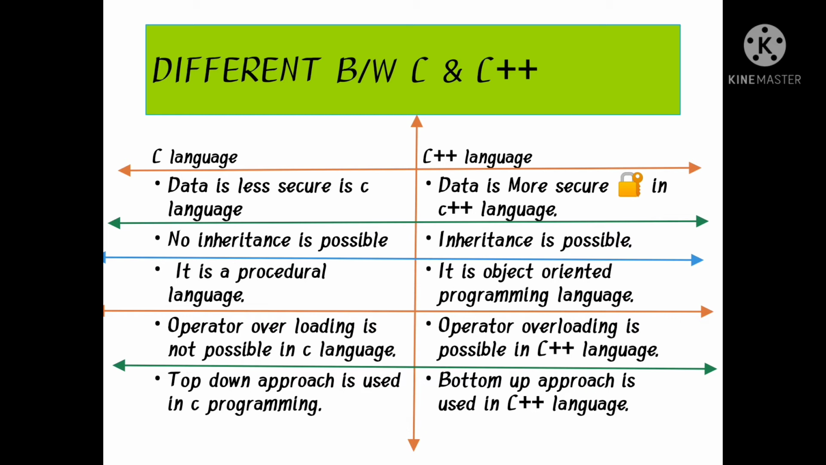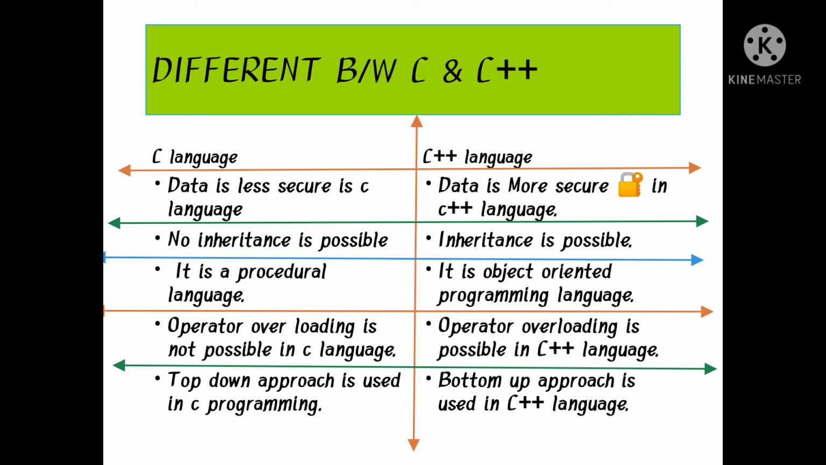Now the next point is that no inheritance is possible in the C language, whereas in C++ inheritance is absolutely possible for users. The next point of difference between C and C++ is that C is a procedural language. Procedural language means it works on the basis of procedure, and the other point is that C++ is an object-oriented programming language. It means it depends on the orientation of the object, and the program runs on the orientation of the object of the language.